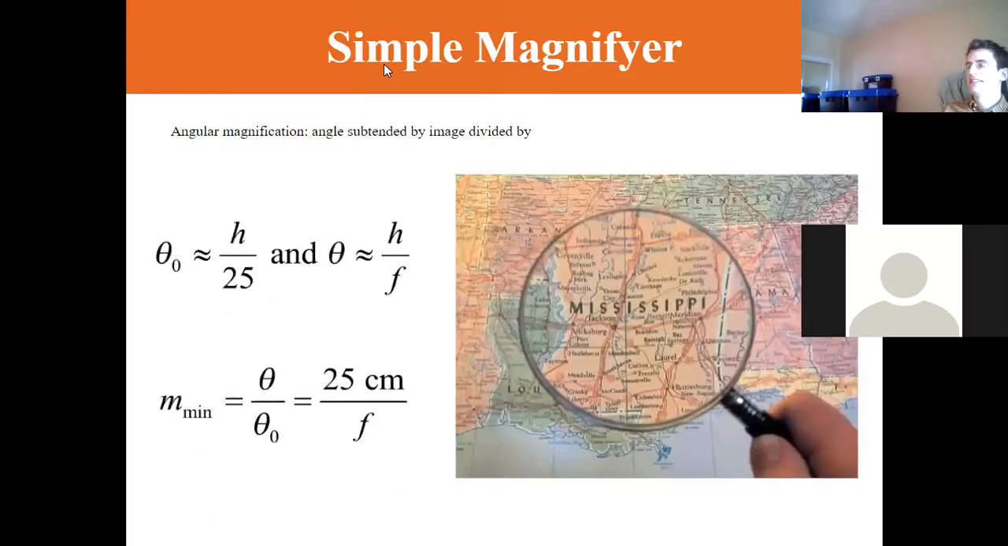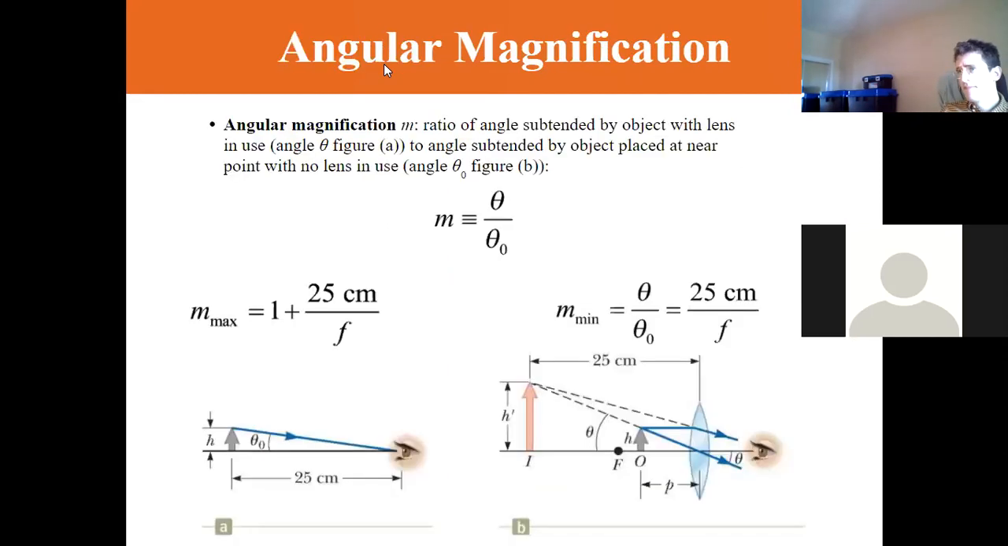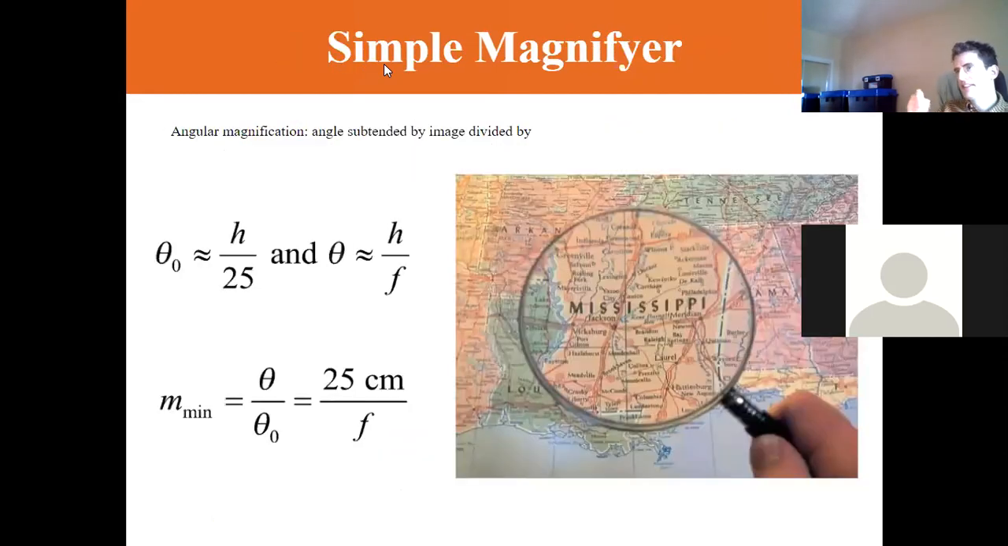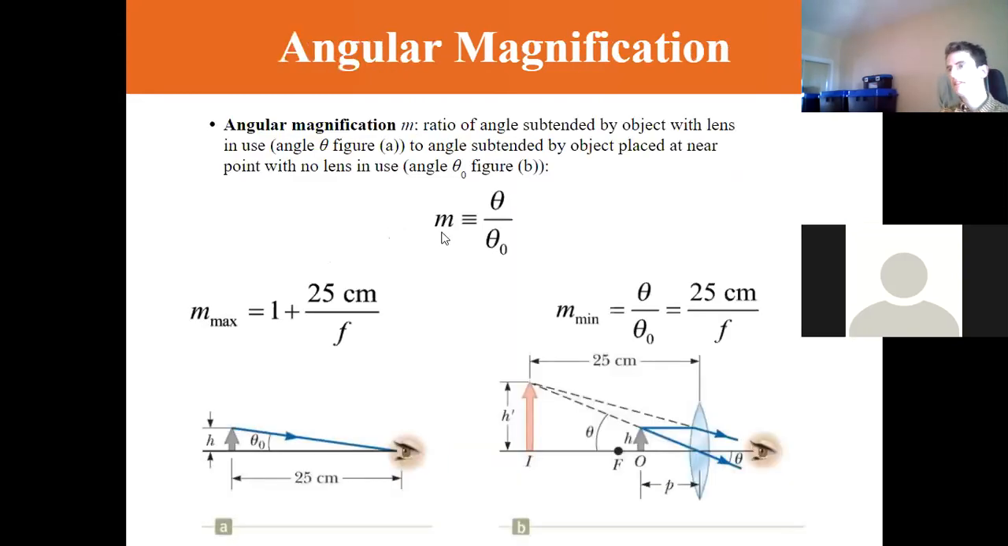So overall, the eyepiece here, the magnifying glass, at the very least can magnify things by the formula shown here, which is the near point of the normal healthy eye divided by the focal length of the glass. So the more powerful the glass, the shorter the focal length and the more magnification. And then at most, it can magnify things according to the formula here, which is just 1 plus the minimum magnification.